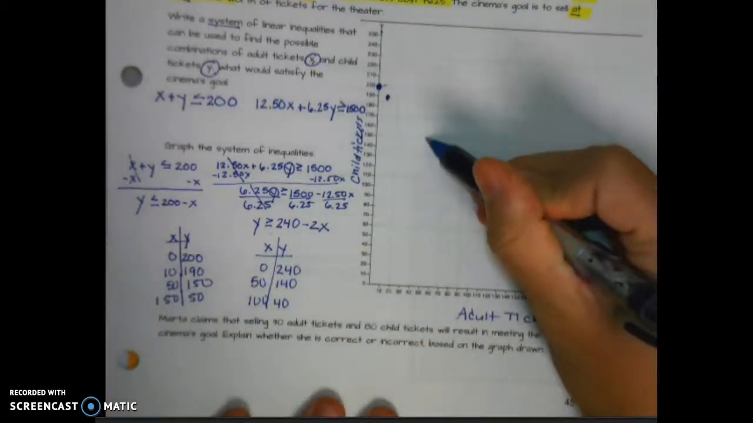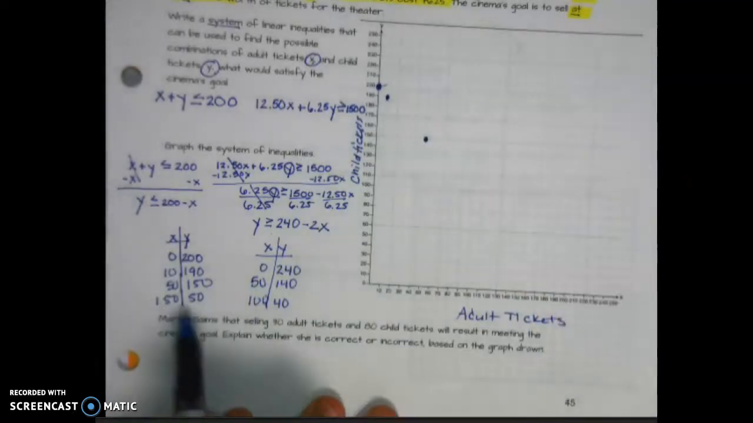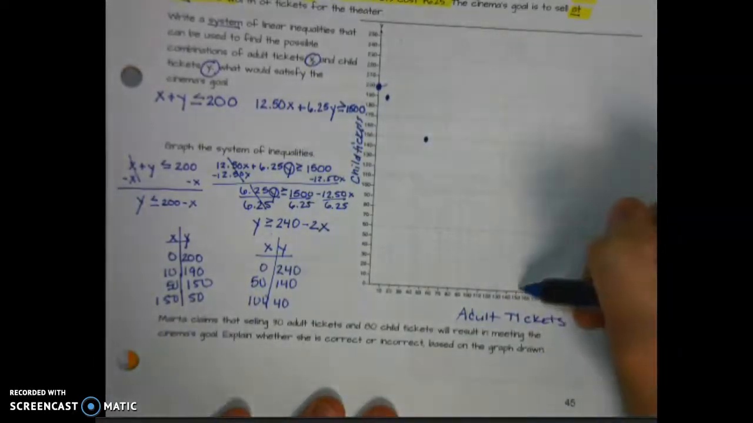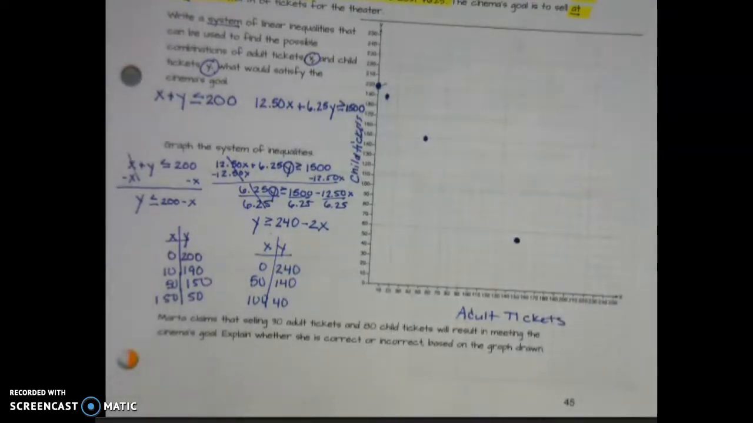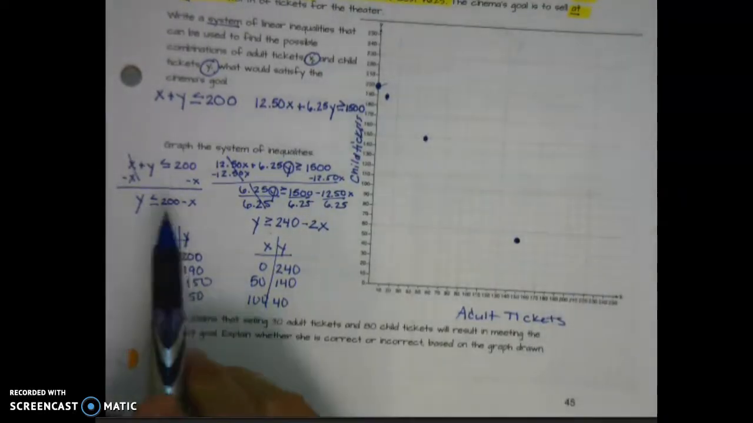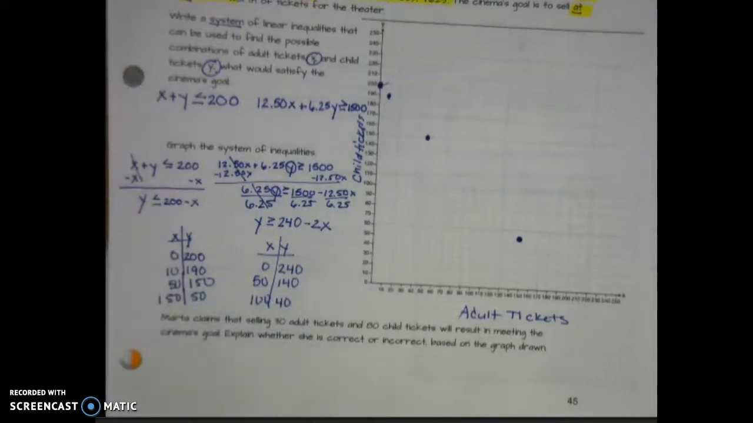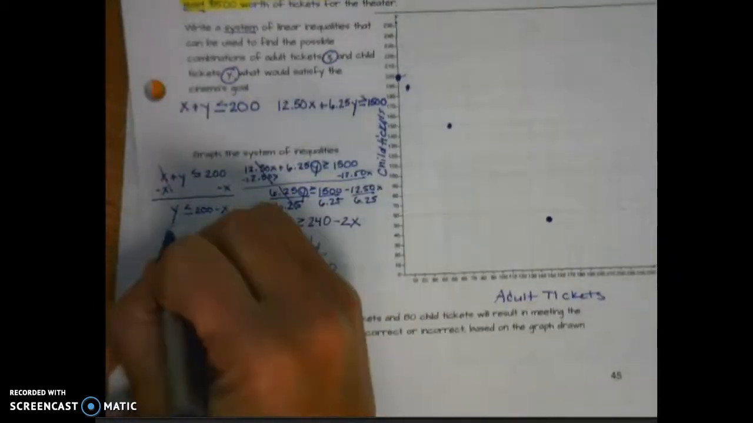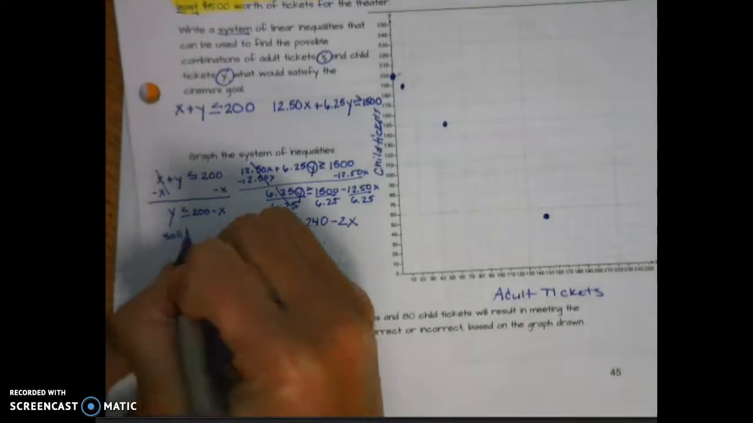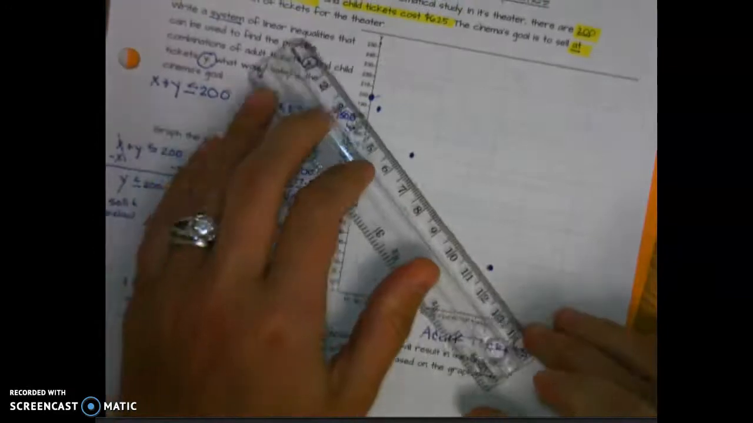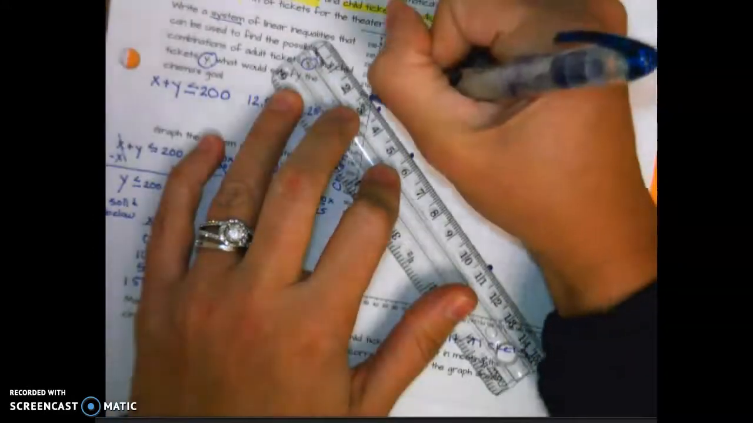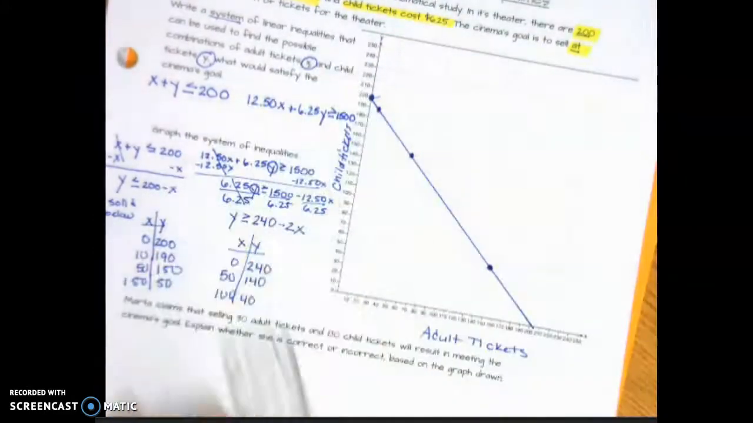So here we go. It's about there. And then 150, 50 would be here. Okay, before I connect my points, take a look at your inequality symbol and try to think about what type of line, solid or dashed, and which way you would shade. Okay, hopefully you said solid, and it's a less than sign, so you would shade below. So let's connect our points with a straight line, and then we're going to shade below.